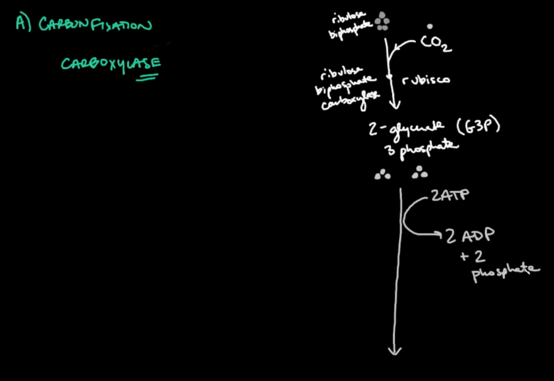Phosphate's different than phosphorus, right? Phosphate represents a group of atoms centered around a phosphorus.